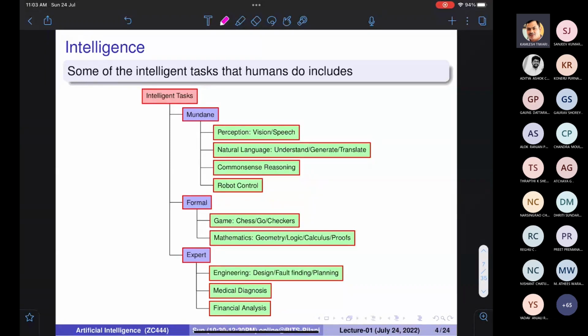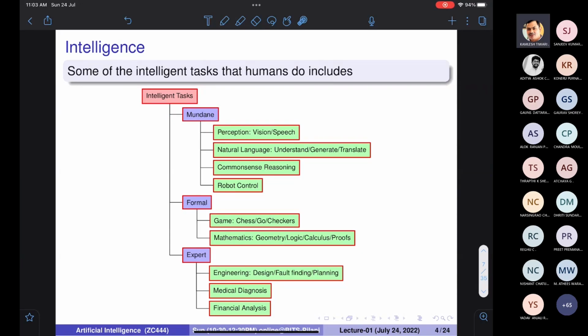I told you that there are three categories of tasks. I don't know how much of my slides are visible to you. Can you see it very well? Intelligent tasks are, as I told you, mundane, formal and expert tasks. Three different kinds of tasks are there. What is a mundane task? Mundane tasks are those tasks which you do every day.